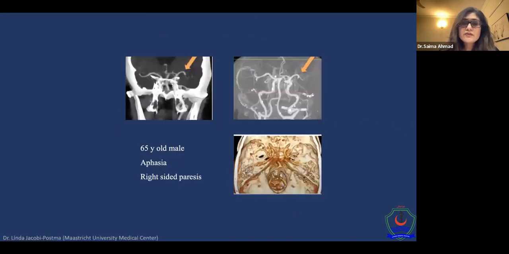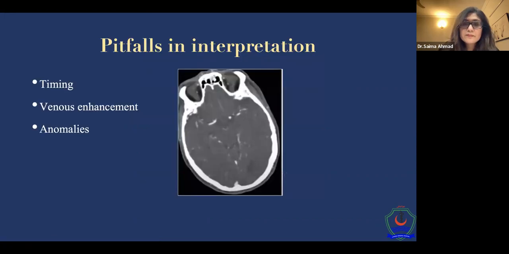So this is a case in which the patient presented with aphasia and right-sided paresis, and you can see that there is an MCA occlusion. This is with bone, this is with the bone subtracted, and these are again the reconstructed images. All images are very beautiful, and you can very easily pick up the site of occlusion here.